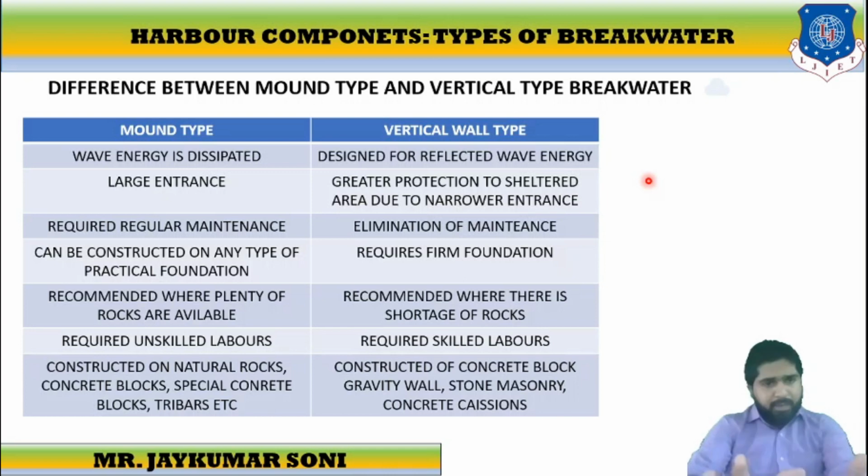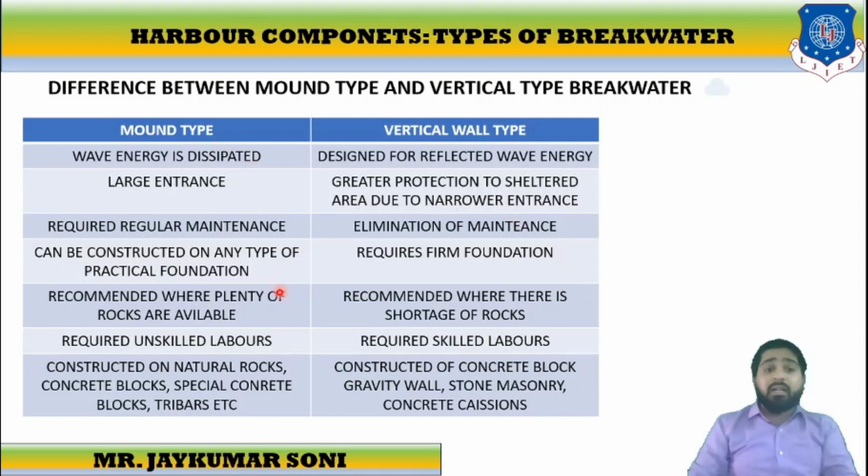See, in rubble mound type, the wave energy is dissipated. In vertical, it is not dissipated. Mound type has a large entrance. Vertical has a short, narrower entrance. The mound type requires regular maintenance and it is not constructed systematically or in a linear direction. In vertical type, the systematic construction is there, so there is no need of maintenance.